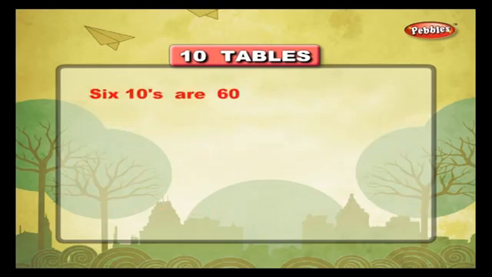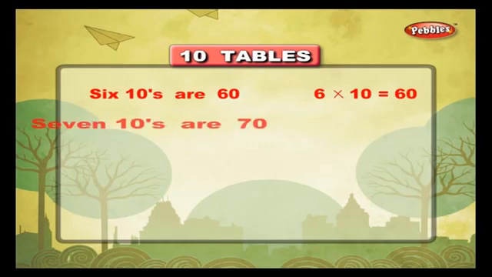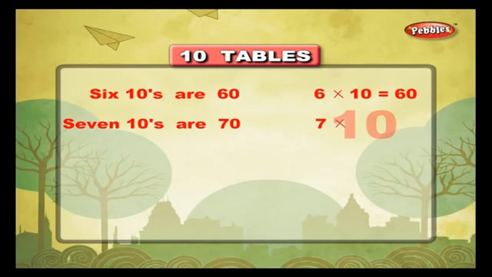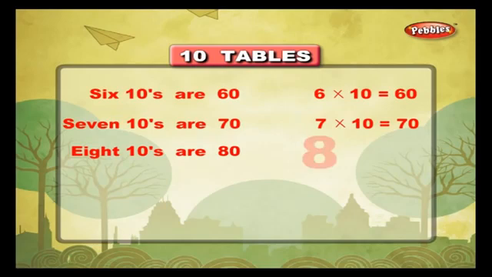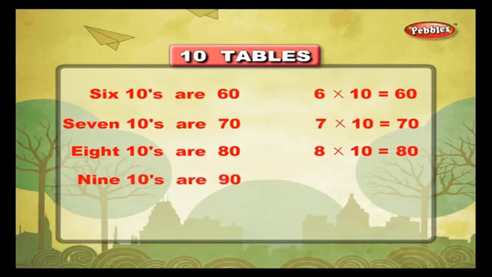6 tens are 60. 6 into 10 is equal to 60. 7 tens are 70. 7 into 10 is equal to 70. 8 tens are 80. 8 into 10 is equal to 80. 9 tens are 90. 9 into 10 is equal to 90.